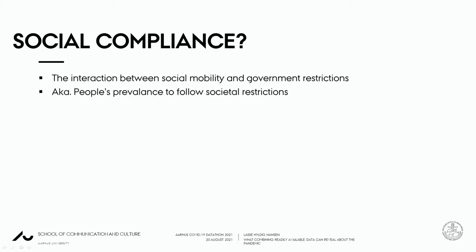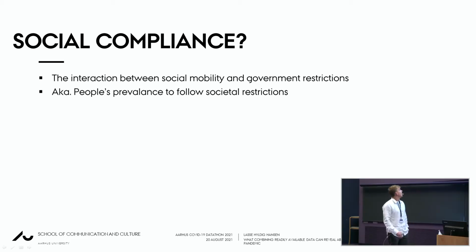So, social compliance is, by our definition, the interaction between social mobility and government restrictions. So do you follow the government's restrictions when they tell you to do something like staying at home? So this general prevalence to follow societal restrictions.